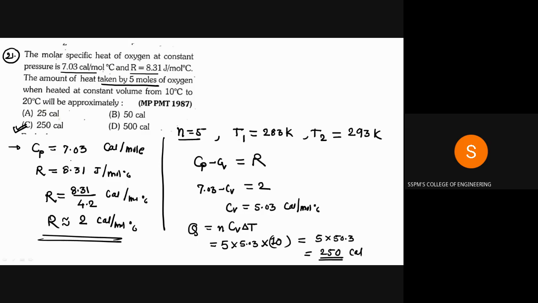So you should know this formula. First is conversion of R, which is in joule per mole, into calorie per mole. So we have to divide this by 4.2. Okay. Then next is this formula Cp minus Cv is equal to R. And last is the heat. So Q is equal to N number of moles into Cv into delta T. Okay. So we can use this relation only for constant volume.